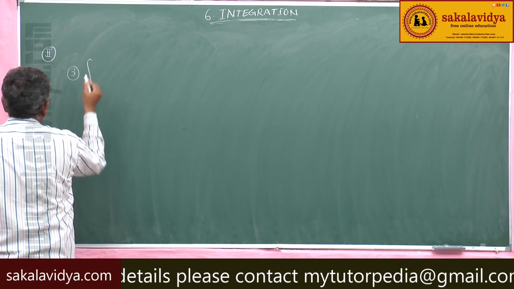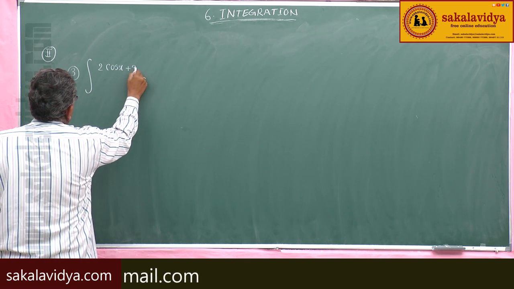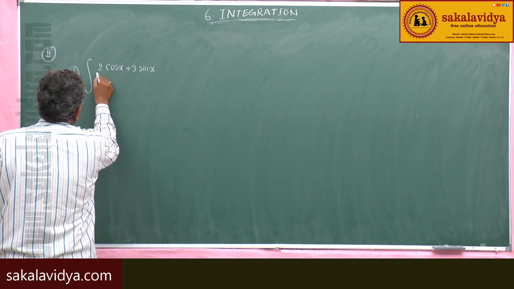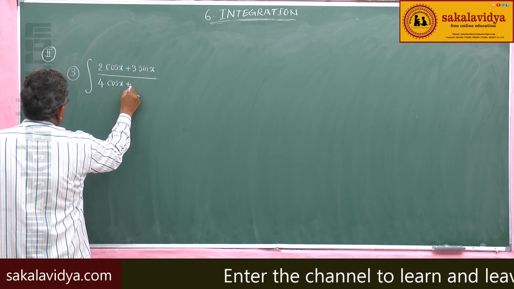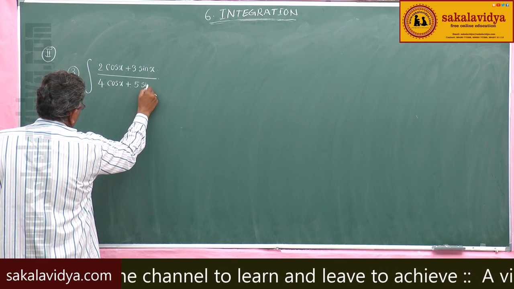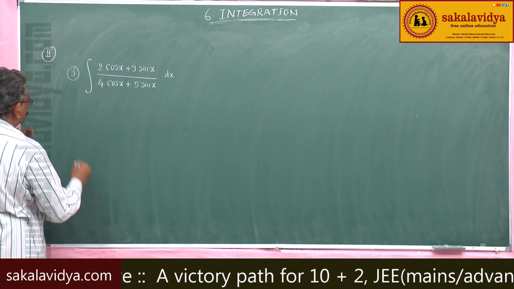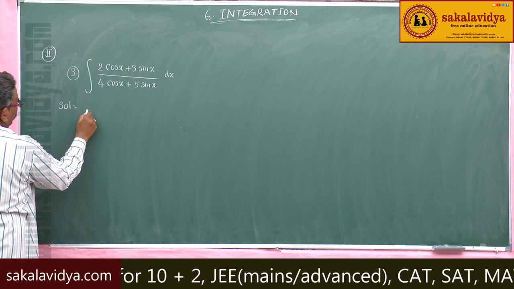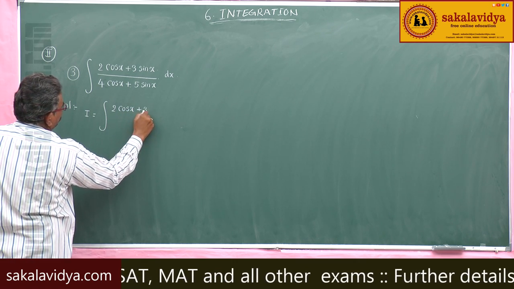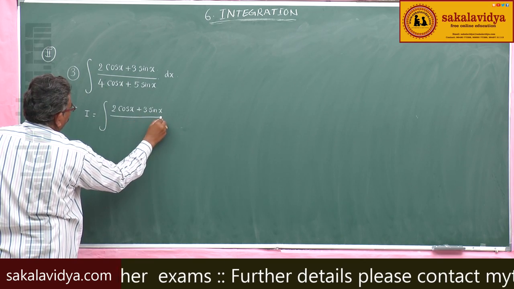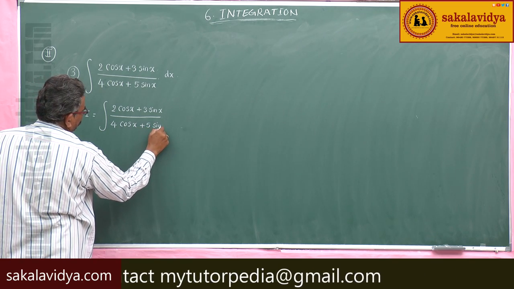Third problem, evaluate integral of (2 cos x plus 3 sin x) by (4 cos x plus 5 sin x) dx. I is equal to integral (2 cos x plus 3 sin x) by (4 cos x plus 5 sin x) dx.